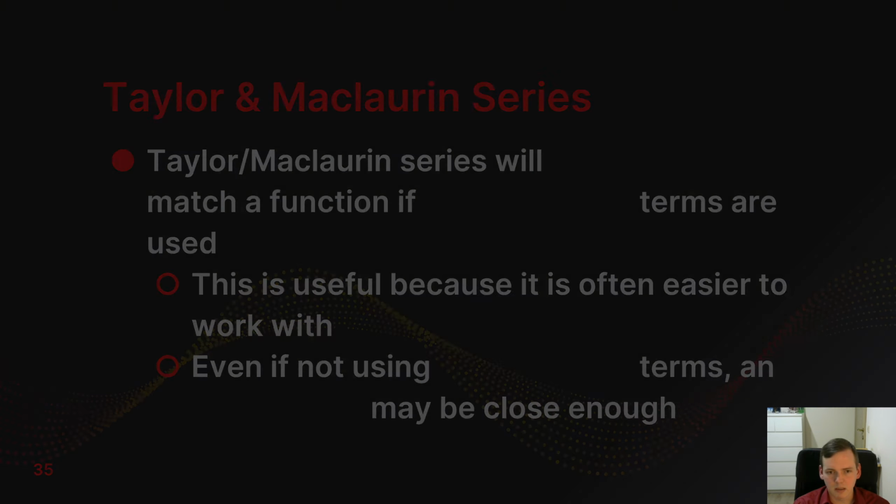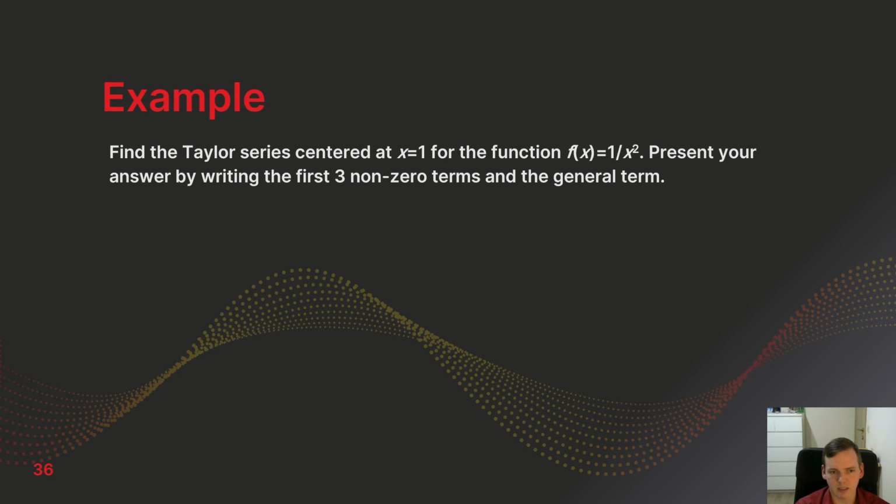Oh, that's a duplicate slide in there, so let's go into our example. Find the Taylor series centered at x equals 1 for the function f of x equals 1 over x squared. Present your answer by writing the first three non-zero terms and the general term.